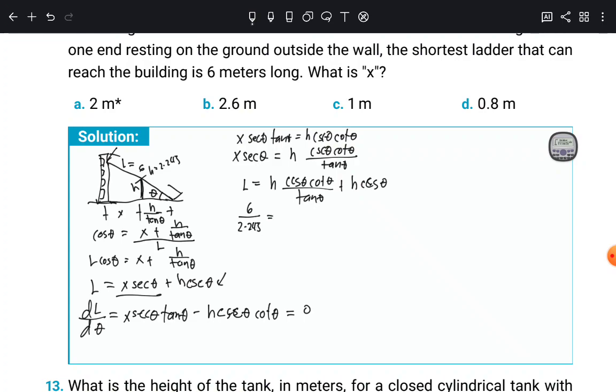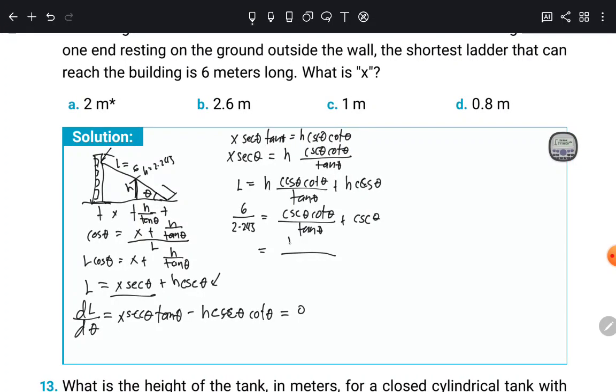And this is equal to cosecant theta cotangent theta all over tangent of theta plus cosecant of theta. Then we can simplify further this one. So we have the numerator, cosecant is just equal to 1 over sine. This is 1 over sine theta, while cotangent is cosine all over sine of theta. Then at the denominator, tangent theta is just equal to sine theta all over cosine of theta. And cosecant is just 1 over sine of theta.